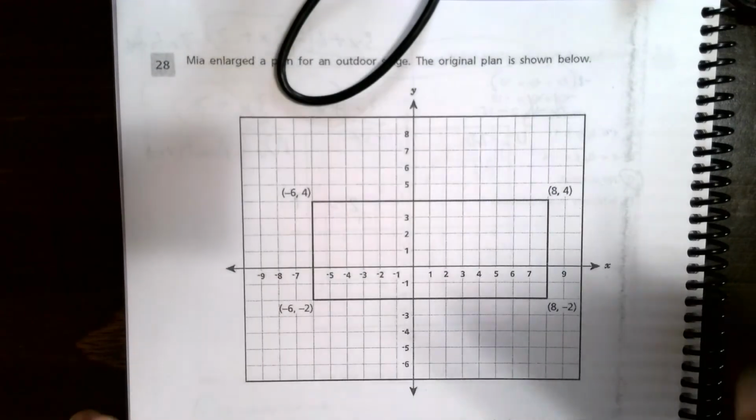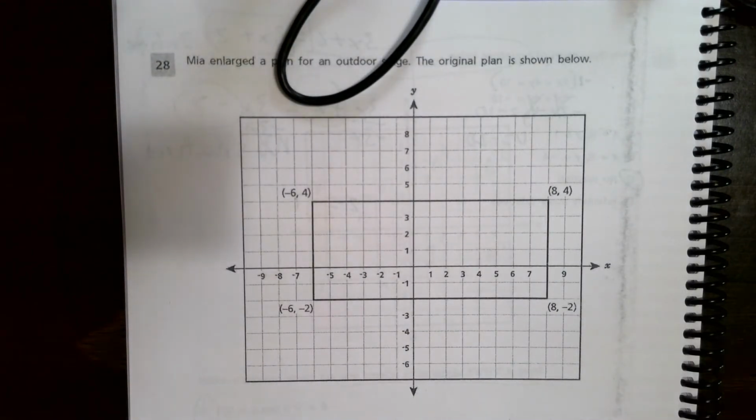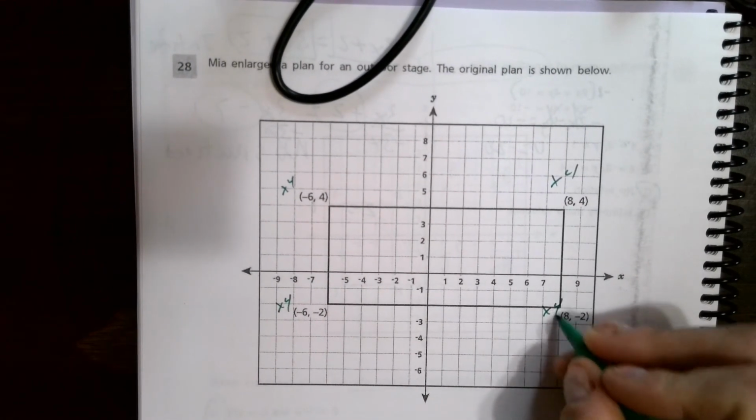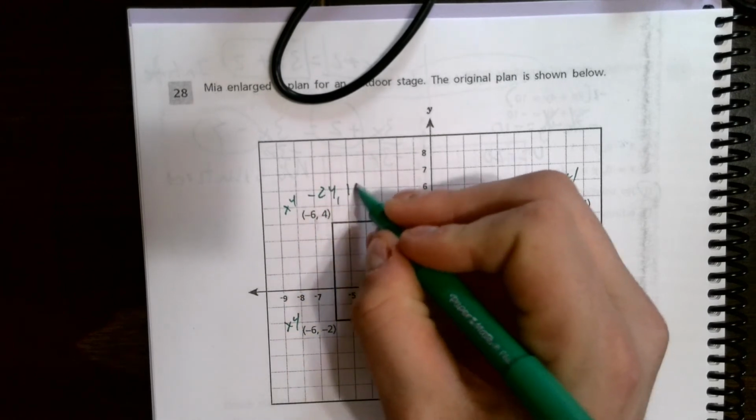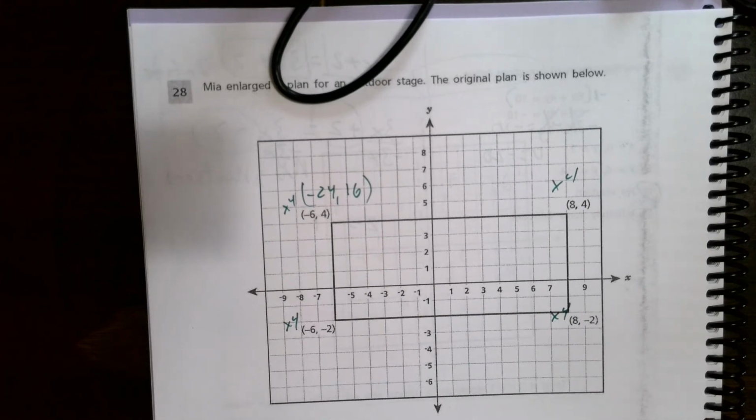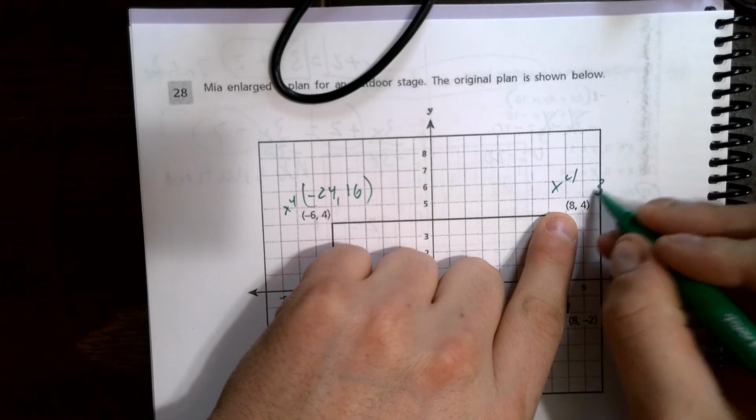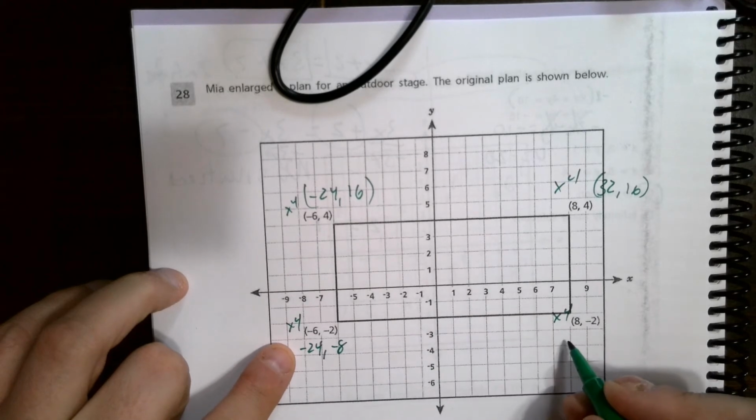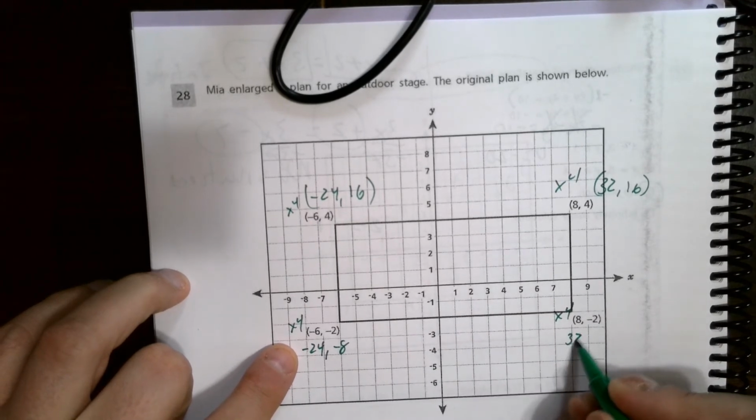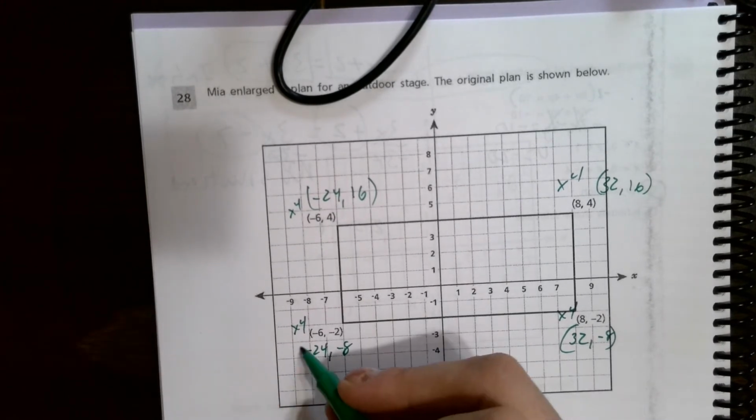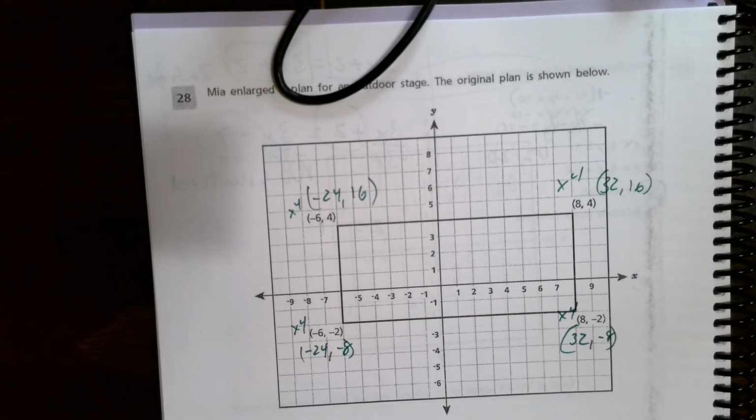You're dilating by a scale factor of 4, which means you're multiplying these coordinates by 4. So this would be negative 24 and 16. Actually, we just did this problem recently, I think on that WOW that I did with you guys a week or so back. This would be 32, 16. This would be negative 24, negative 8, and this would be 32, negative 8. Then it comes down to matching which one of these coordinates it is. So 32, 16. The answer to this would be B.